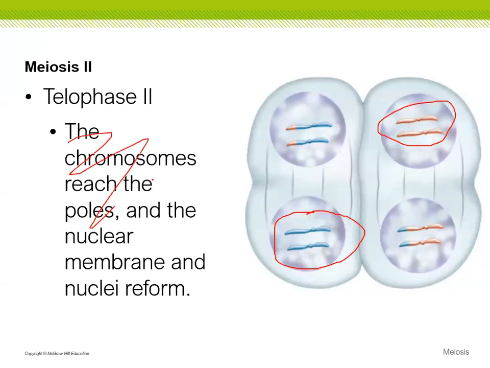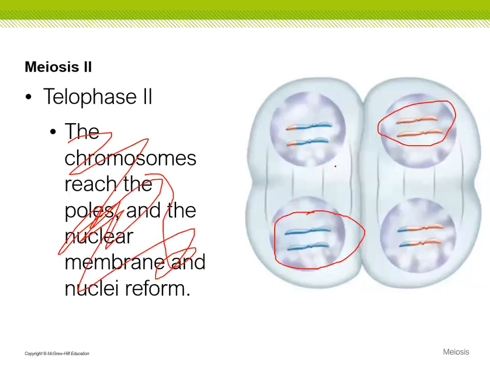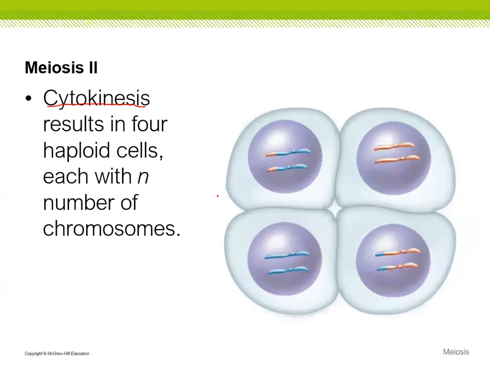So again, telophase 2 is the exact same thing as telophase 1. And finally, we're going to go through cytokinesis. This is when it actually splits, right? So now they are themselves four cells. They haven't split here. They're about to. Now they've split. And so what's happened is we've created four haploid cells, and they each have their chromosomes.